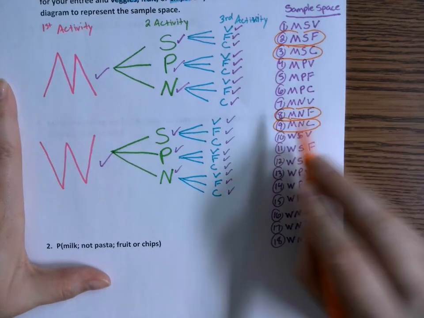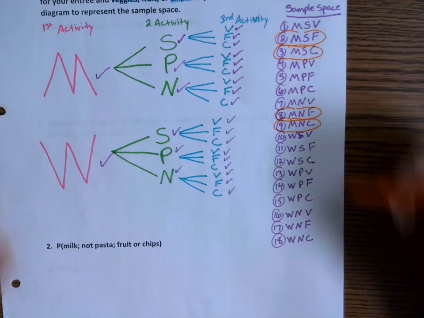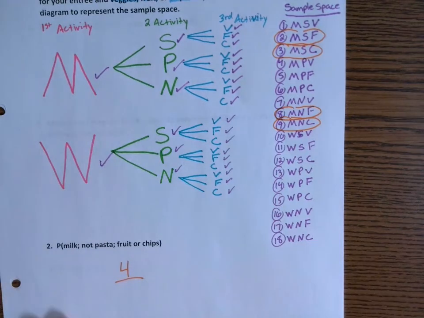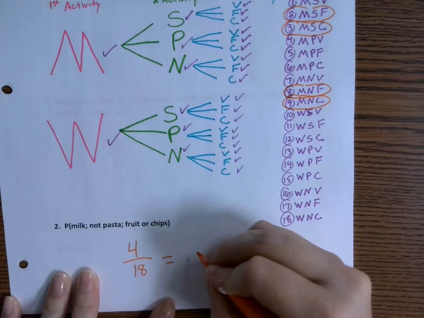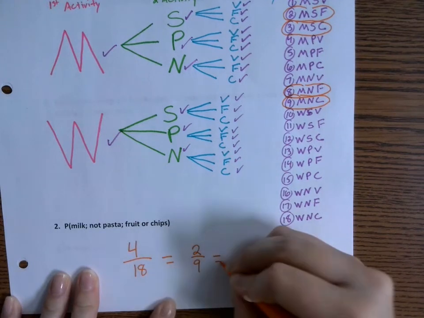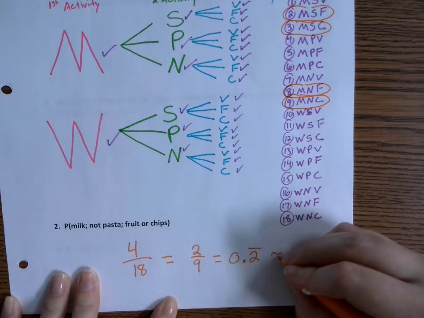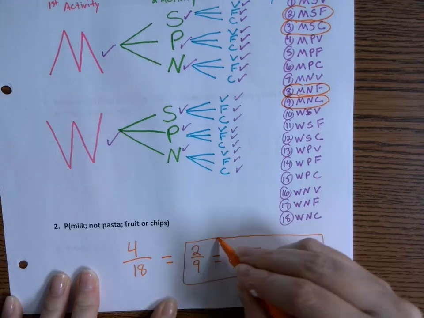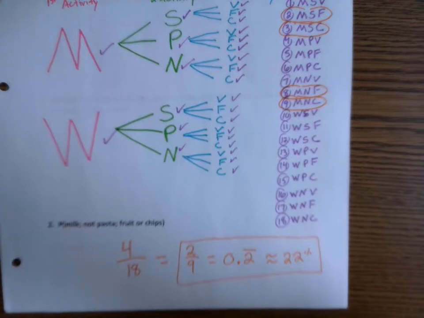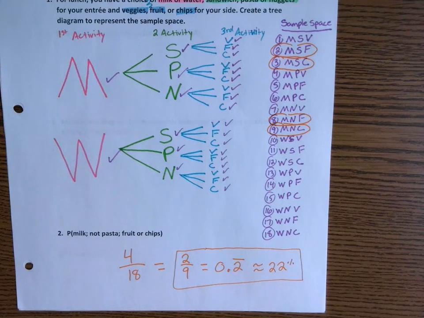So we have 4 possibilities out of how many total again? Out of 18. So we could simplify 4 out of 18. That simplifies to 2 over 9, which comes out to 0.2 repeated, which is roughly about 22%. Being able to visually see what your sample space is helps you when you are trying to identify a very specific probability. Go ahead and take a moment to get that copied down, and then we'll move on to the next page.